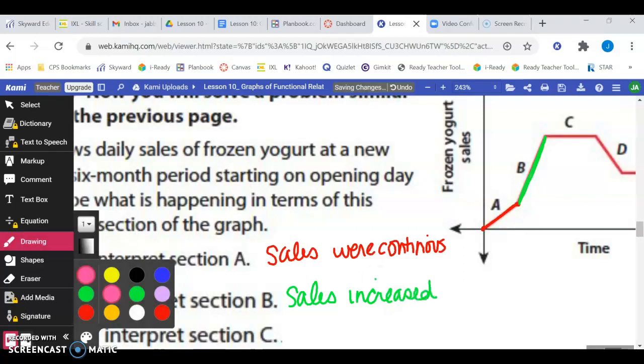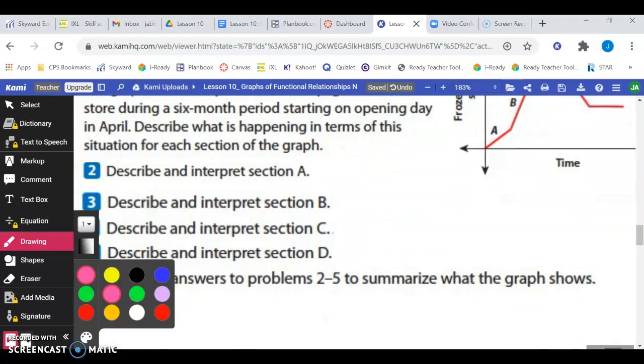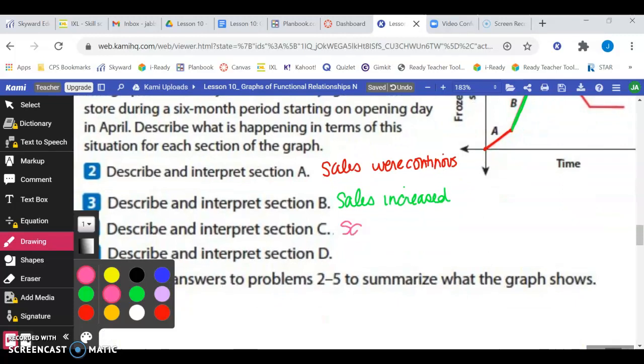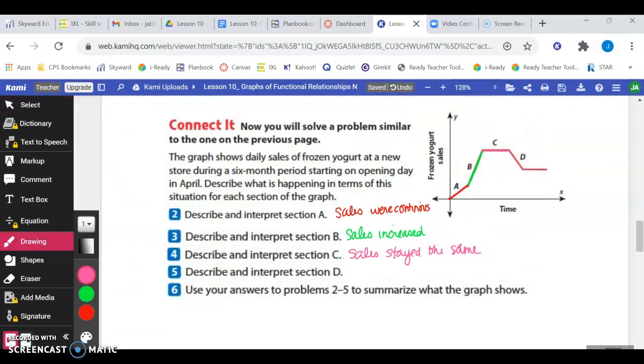And then part C, time is passing, we're going straight across, but our sales aren't going up or down. So here our sales stayed the same. And then part D, sales were decreasing, maybe towards dinner time. People weren't coming in to buy frozen yogurt because it was getting closer to dinner time. So sales are decreasing.